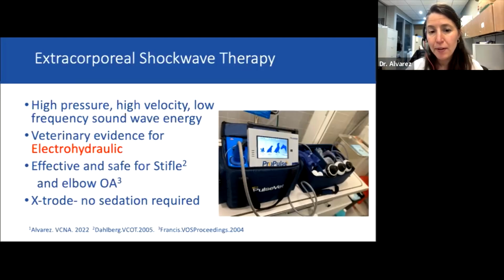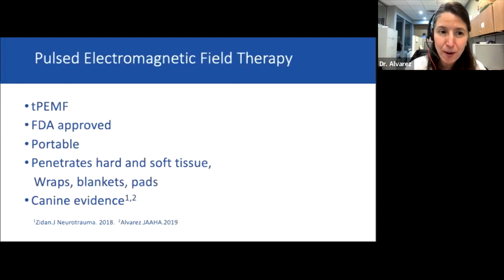Realize also that while the initial machine required sedation in order to treat patients, the new extrode for this machine does not require any sedation at all. And I'm going to show you a case example where you can see the dog is fully awake and tolerating the therapy without a problem.